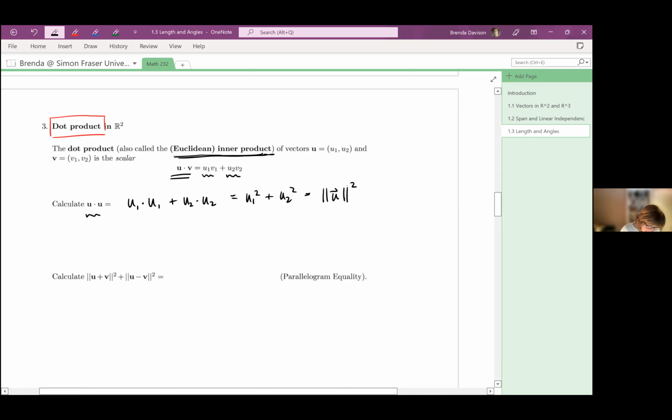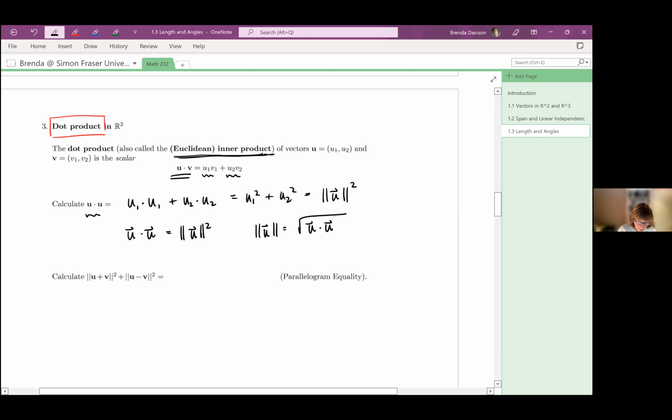So the dot product of a vector with itself is the square of the norm. Obviously we could take the square root on both sides and say that the norm is the square root of the dot product.